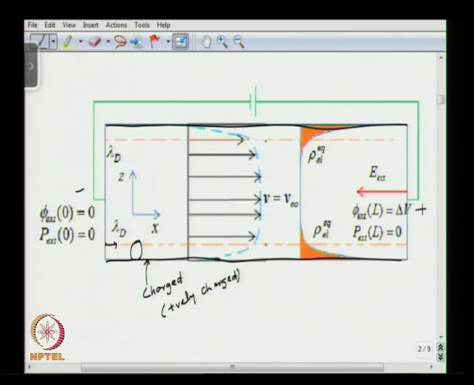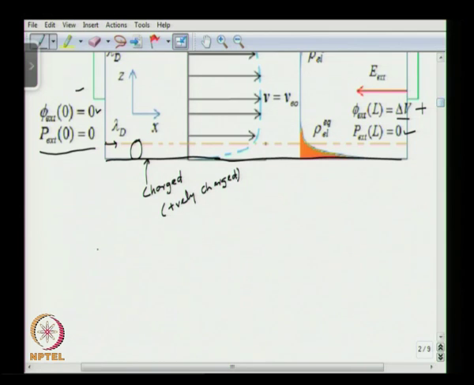So here we say that there is no external pressure gradient. So P external at x equal to 0 is 0 and P external at x equal to L is 0, and the potential on the left hand side is 0 and on the right hand side is delta V. Okay.